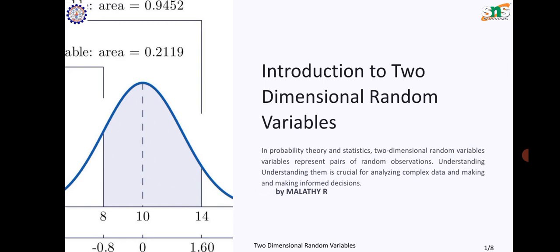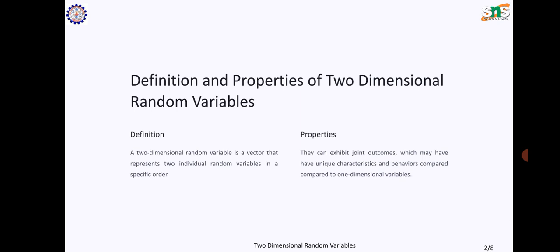Joint cumulative distribution. The definition of the joint cumulative distribution: the cumulative distribution function of two random variables uniquely defines the probability of the joint event x less than or equal to x, y less than or equal to y. The property is that F of x comma y lies between 0 and 1, and the summation of F of x comma y should be equal to 1.